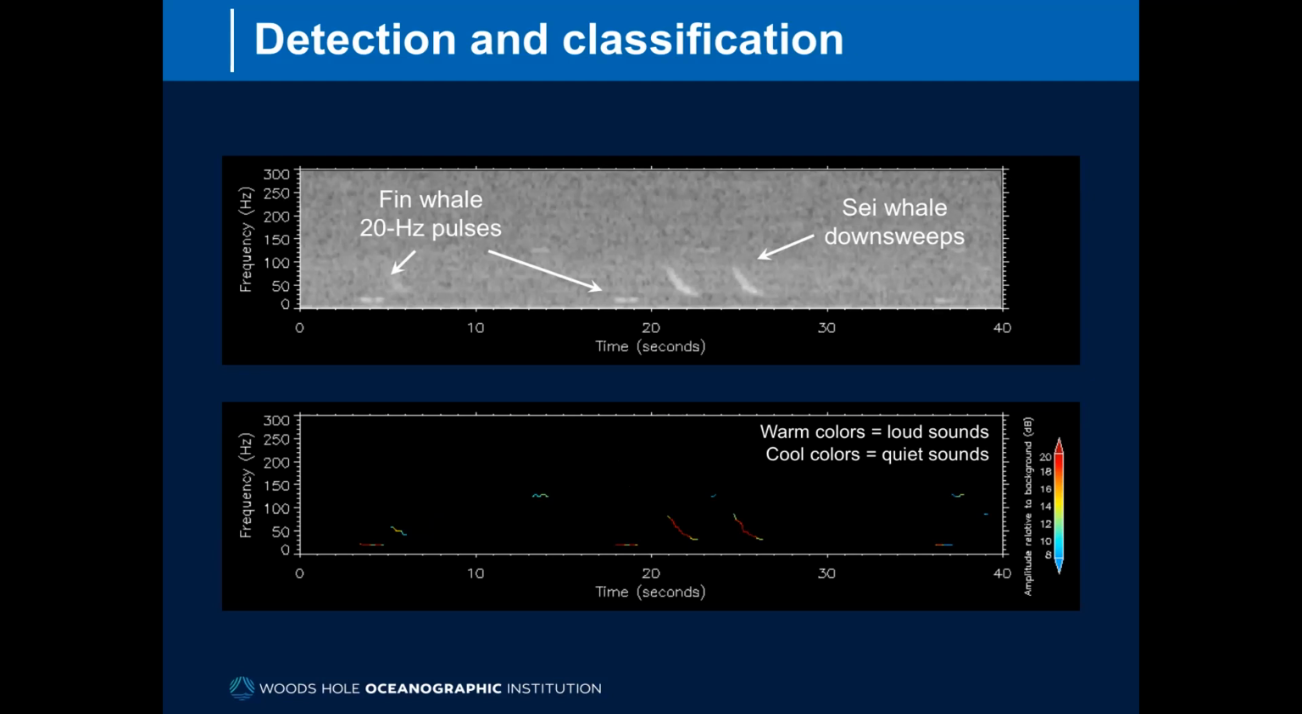The classification information is great, but someone like Julianne, who spent years doing this, just looks at this and says, yeah, there are 2 Sei whale downsweeps and 3 Fin whale calls. It's easy. And she didn't have to listen to the audio or look at the spectrogram to determine that. So that's the trick here with doing real-time detection, is we're just looking at the pitch tracks.